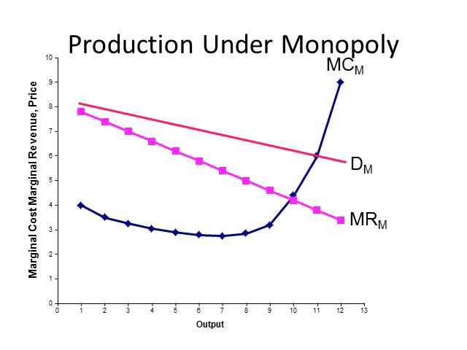Here's a graph of a monopolist's marginal cost curve, MCM, marginal revenue curve, MRM, and the demand curve for the good, DM.